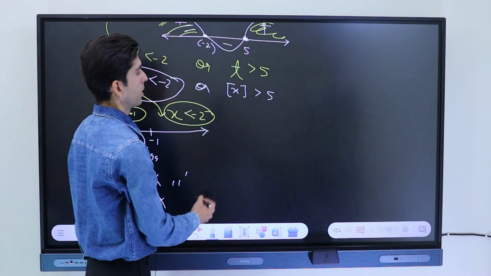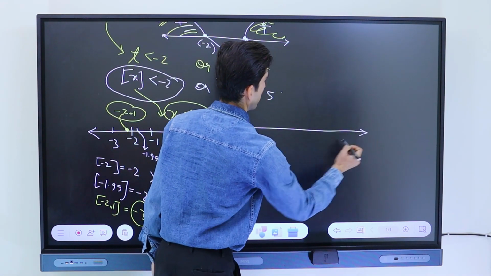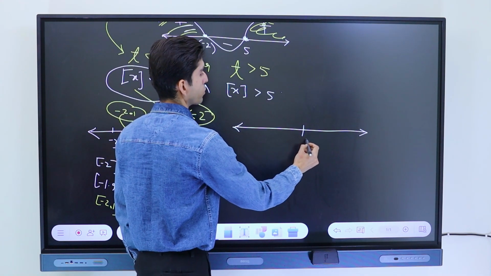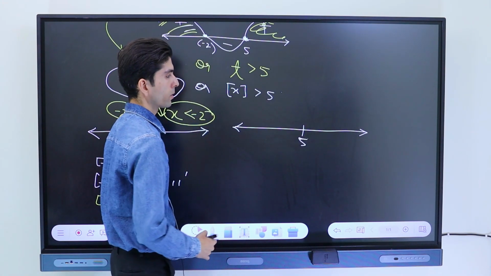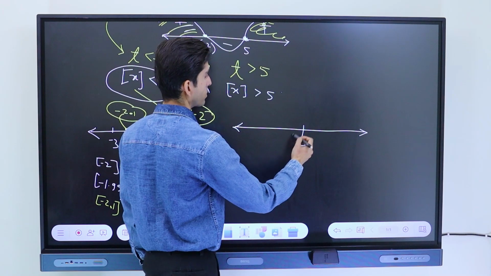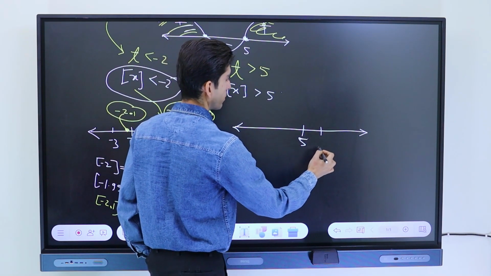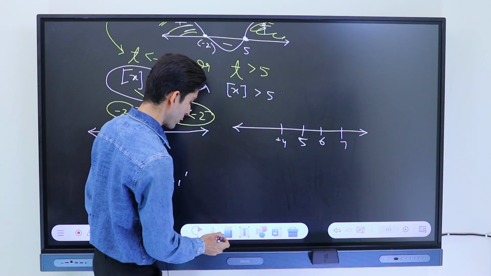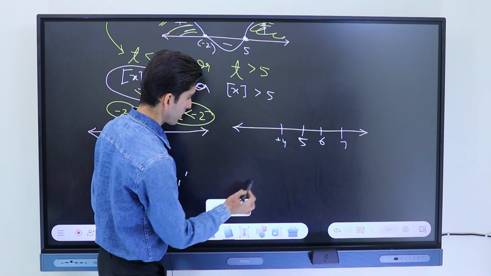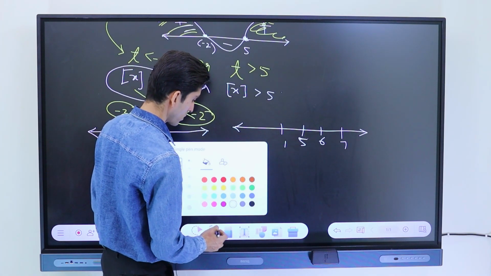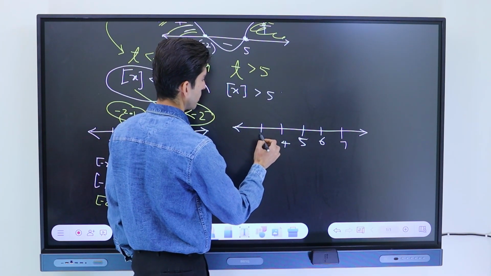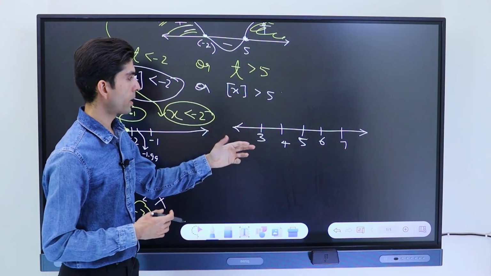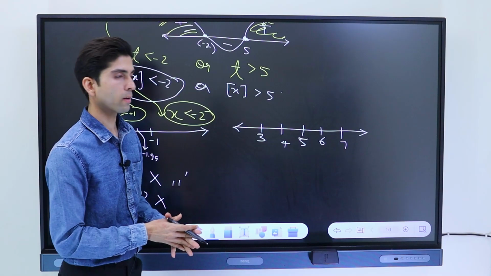Now let's come here. So here we have greatest integer of x, and it has to be greater than 5. So let's mark 5 on the number line, and then mark some more integers in the close proximity of 5, like you have 6, you have 7, on the left of 5 you have 4, and then 3. Now you want x such that its greatest integer is greater than 5.